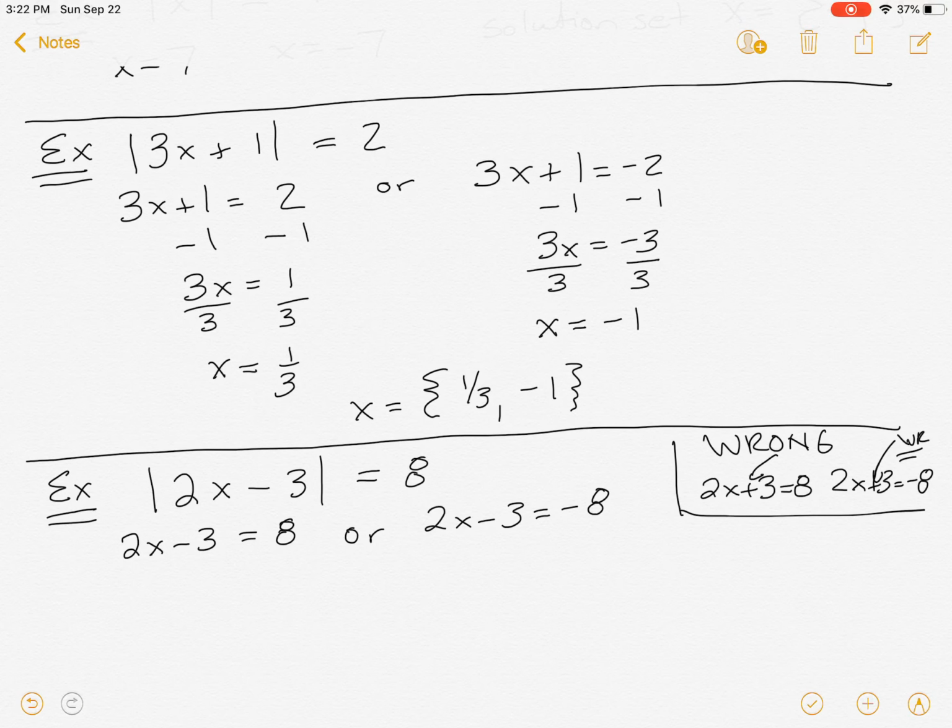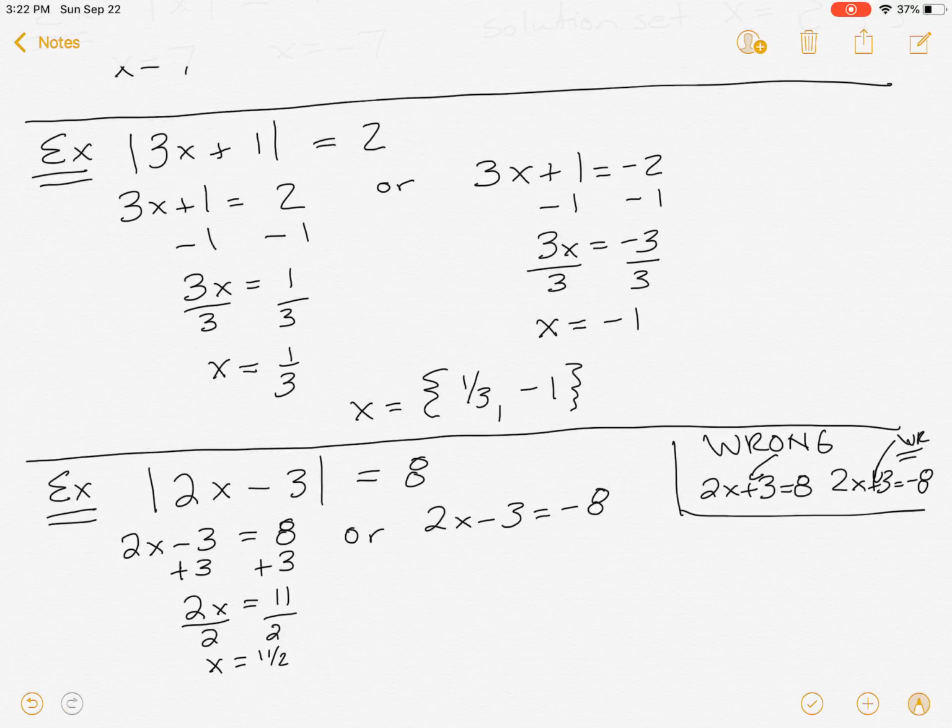Now I can solve these two equations. I would add 3 to both sides, so I get 2x is equal to 11. Divide both sides by 2, and you get x is equal to 11 halves.